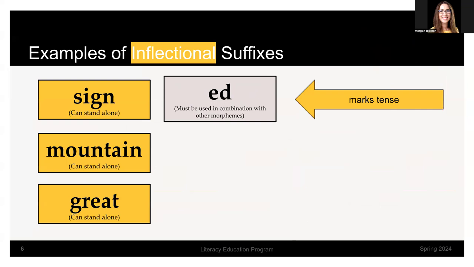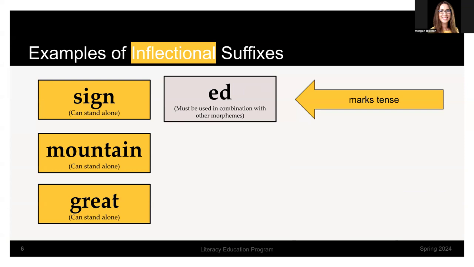So for example, the base word sign is a verb. I sign my name to the contract. But if I did it yesterday, or even 5 minutes ago, if I did it in the past, I signed my name to the contract. And so adding ed does not change it from being a verb. It just changes or marks the tense.